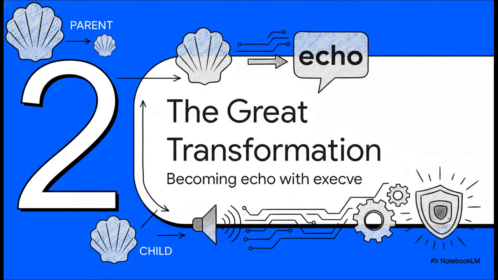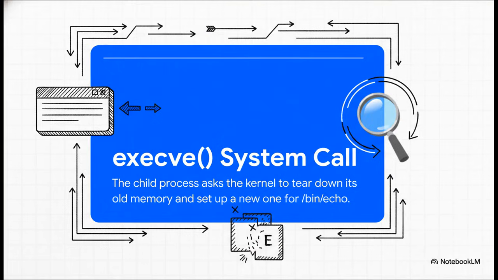But we don't want another shell, do we? We want to run echo. This is where things get really interesting. It's time for the great transformation. That new child process, the clone, immediately makes another system call. This one is called execve, and this request is just wild.